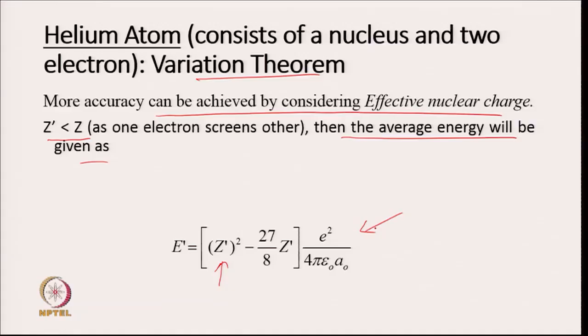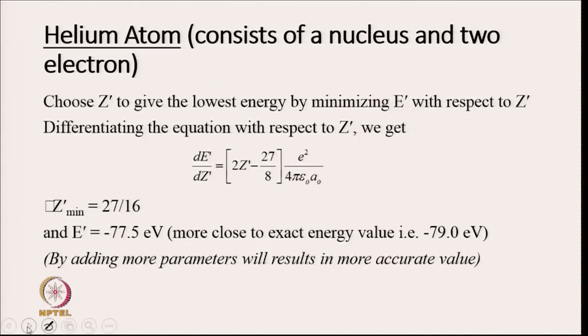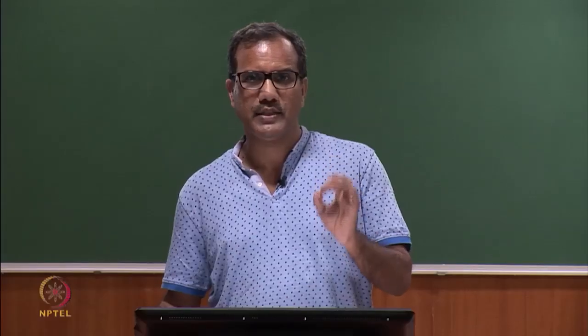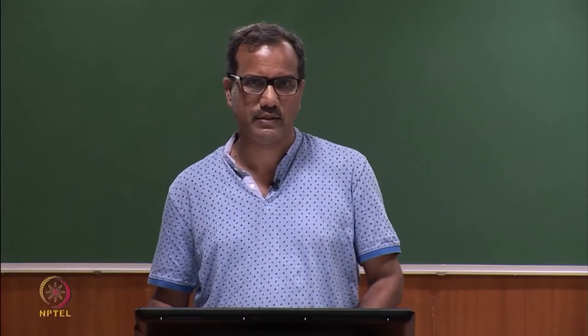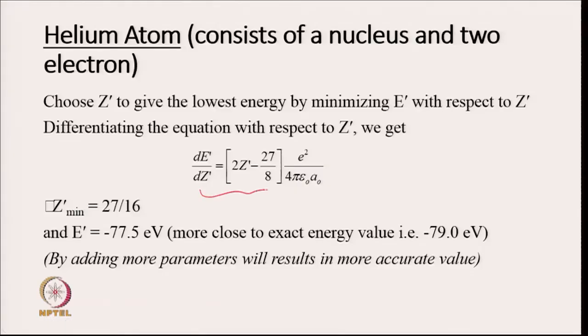When you do that and solve the integral, you will get this equation: E dash is equal to Z dash square minus 27 by 8 Z dash, multiplied by e square by 4 pi epsilon naught a naught. Now, the question is how to get this Z dash. You have to choose Z dash to give the lowest energy by minimizing E dash with respect to Z dash. When we differentiate the equation from the previous slide, you will get dE dash by dZ dash is equal to 2Z dash minus 27 by 8, e square by 4 pi epsilon naught a naught. If you do that, you can get the value of Z dash.